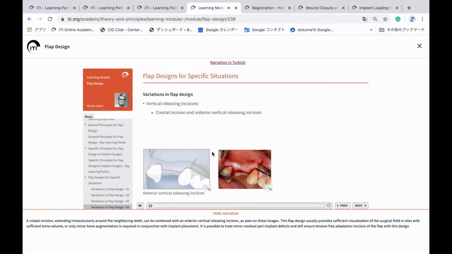A crestal incision extending intrasulcularly around the neighboring teeth can be combined with an anterior vertical releasing incision, as seen on these images. This flap design usually provides sufficient visualization of the surgical field, in sites with sufficient bone volume, or where only minor bone augmentation is required in conjunction with implant placement. It is possible to treat minor residual peri-implant defects and still ensure tension-free adaptation of the flap with this design.